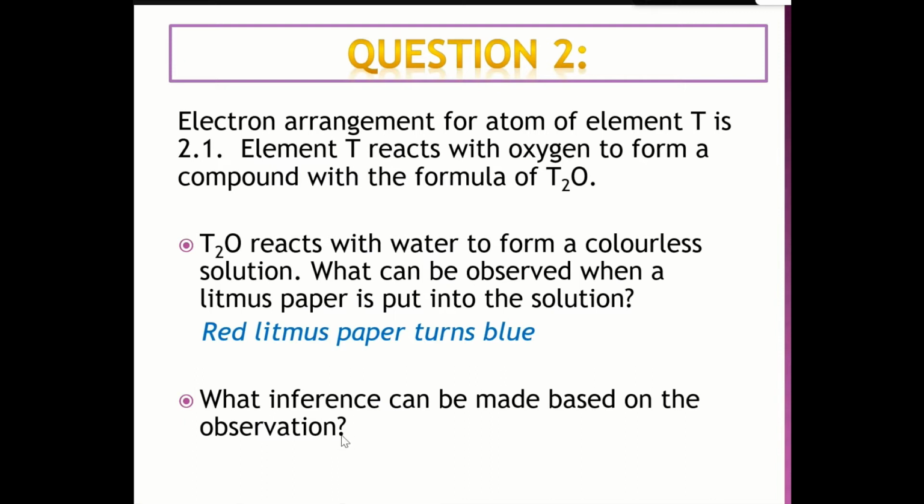The majority of students will come up with one of the problems. They forget that the question here is regarding the solution. They are still thinking about the metal. So some of them will just say that because T is an alkali metal. Is it that T is an alkali metal? No, because the main point of the question is: what is the inference that you can make based on the observation, meaning that the red litmus paper turns blue? Then our answer can be, okay, the solution is an alkaline solution. So an alkaline solution is formed.